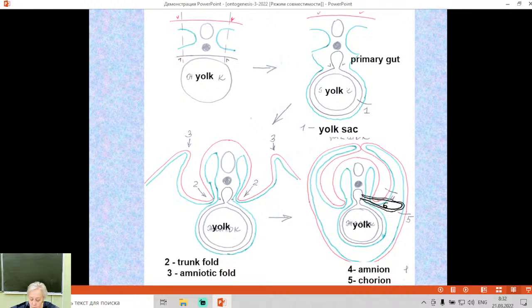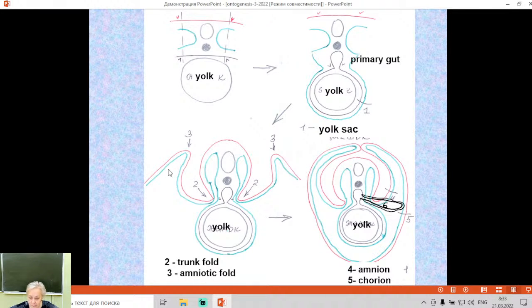How are the amnion and chorion formed? You see on this slide. Between embryonic and extraembryonic ectoderm, there is this signal. Firstly, on both sides of the embryo, in this region, the trunk folds appear in the extraembryonic ectoderm and mesoderm.